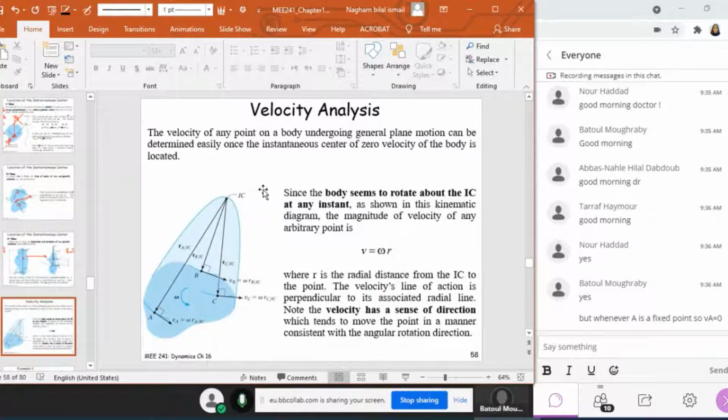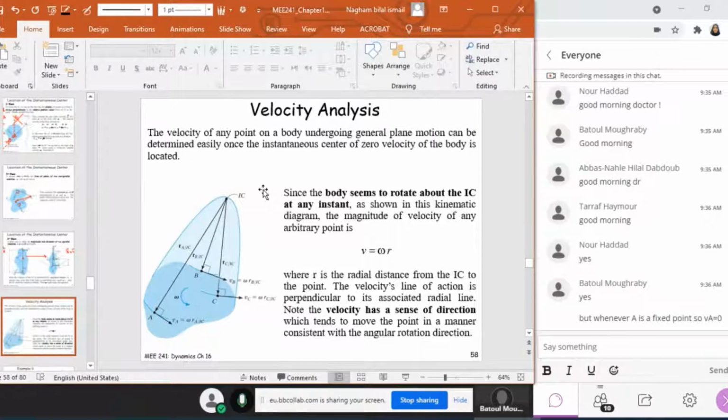And whenever I know IC, I can locate IC, I can find V as omega times r. But whenever A is a fixed point, so VA is equal to 0, if A is a fixed point, which means it's a pin, then VA is equal to 0. A is considered an instantaneous center of zero velocity. In fact, A would be considered the center of rotation always. It's not only at this instant. If A is fixed, A will always be the center of rotation for, let's say, AB, all right? But if A, for example, is a common point between a fixed body and another beam, then A is also considered a center of rotation at this instant, right?